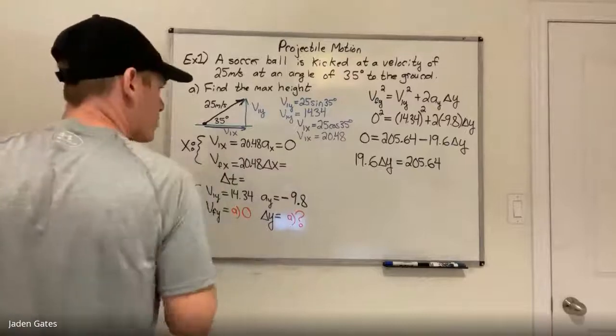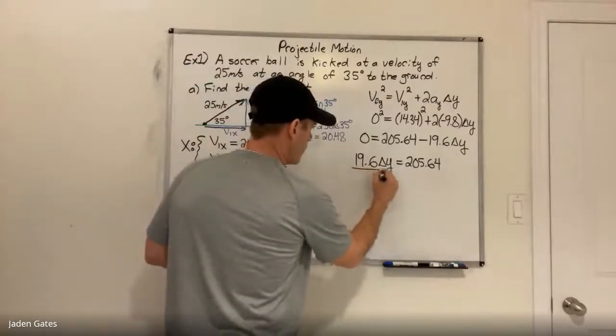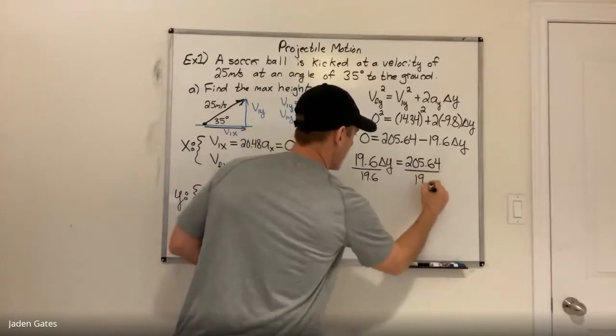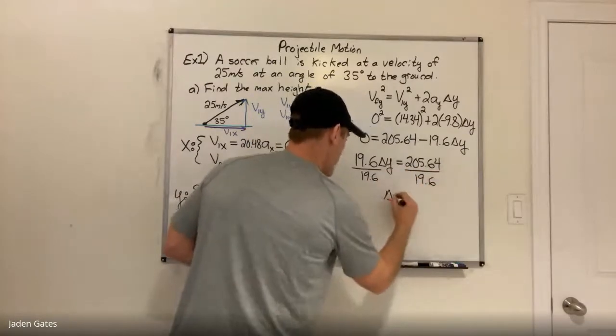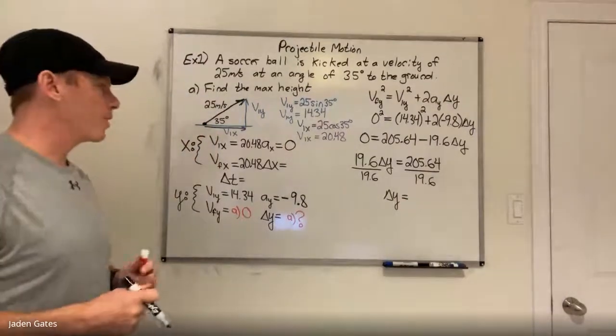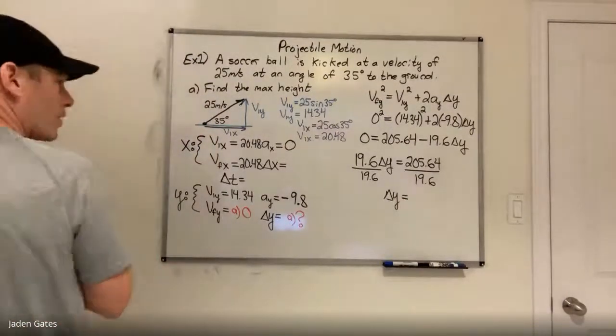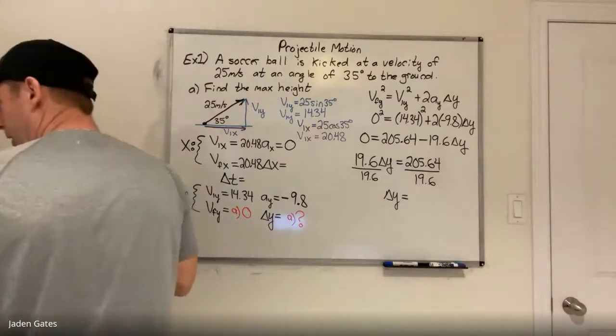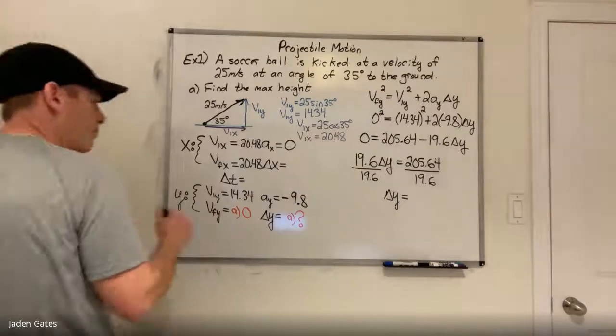The last thing I need to do here is divide by my numerical coefficient, and I get my max height. I take 205.64 divided by 19.6, and let's see how good this kick was, I get 10.49.